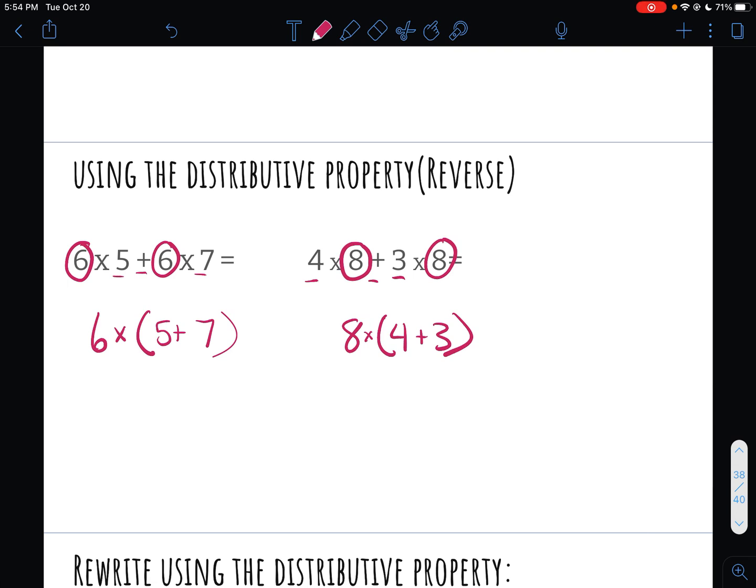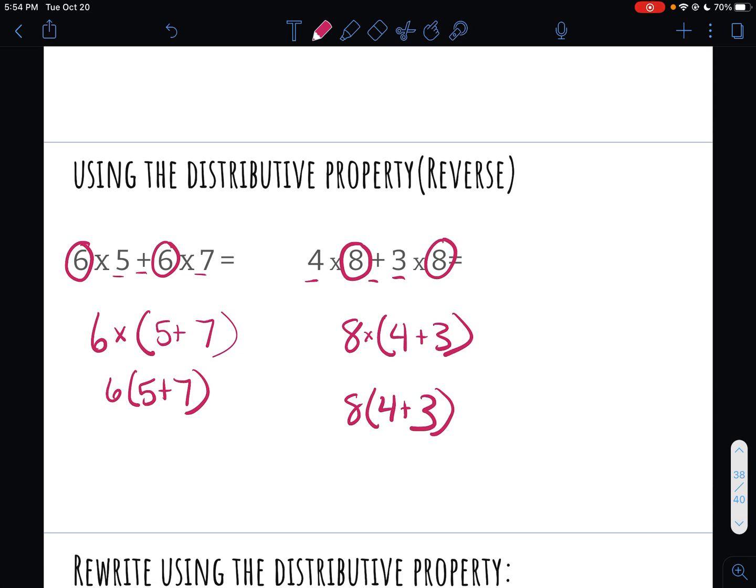So at this point, if you know that the parentheses represent multiplication, you could honestly write these as 8 times 4 plus 3. And this one is 6 times 5 plus 7. You will often see me write it without the multiplication symbol, but I'm going to try to write it for you just so you remember. So you can write it either way, whatever way that you prefer, okay?